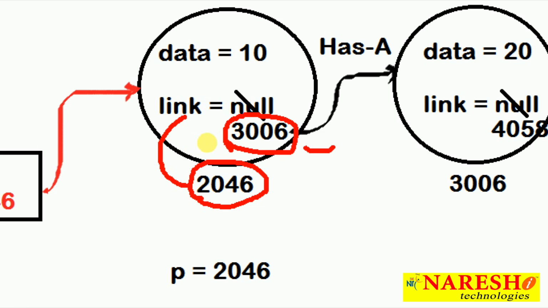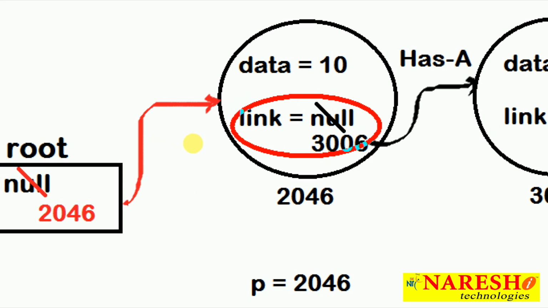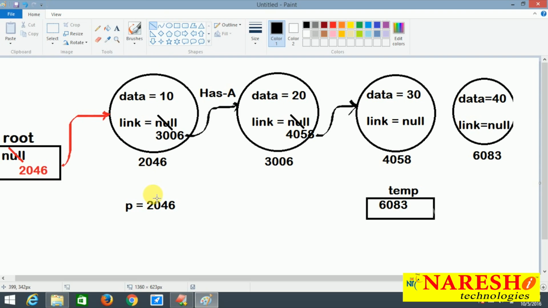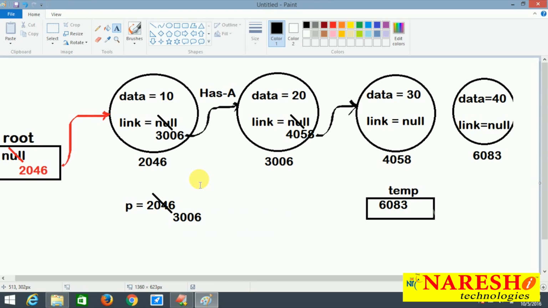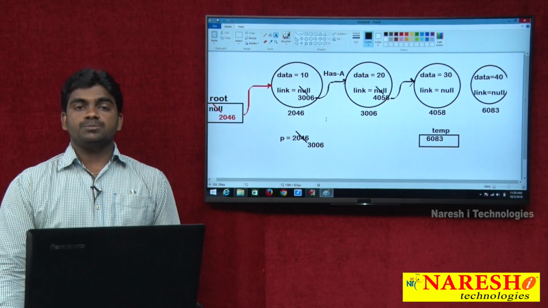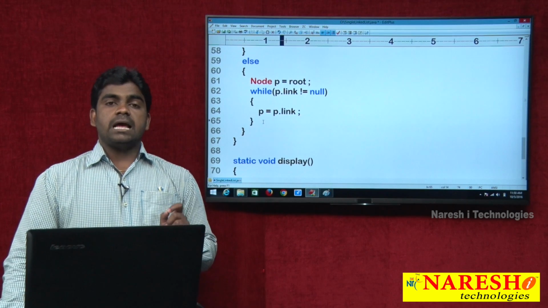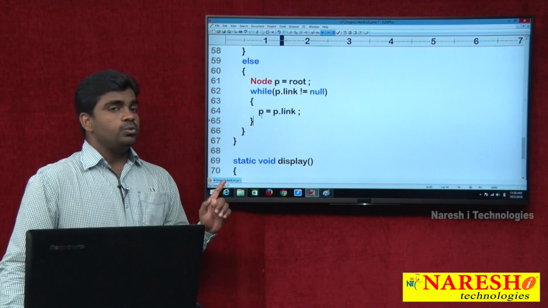That means it is connected to some other node, so you have to move one more step. How to move? The P.link value we are storing into P, so 2046 becomes 3006. Now the P value is not 2046, it is 3006. So now it is pointing to the second node. In the second node the while loop will repeat, right? The while loop repeats as long as the condition is true.